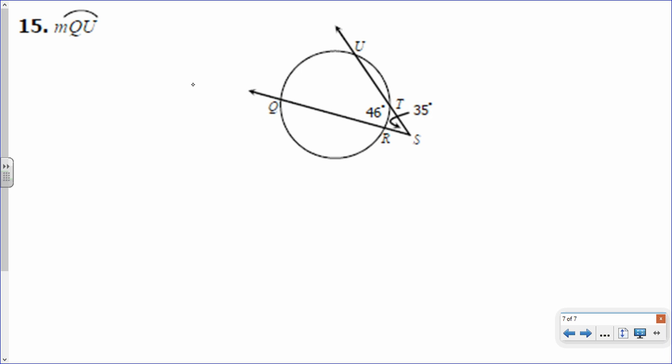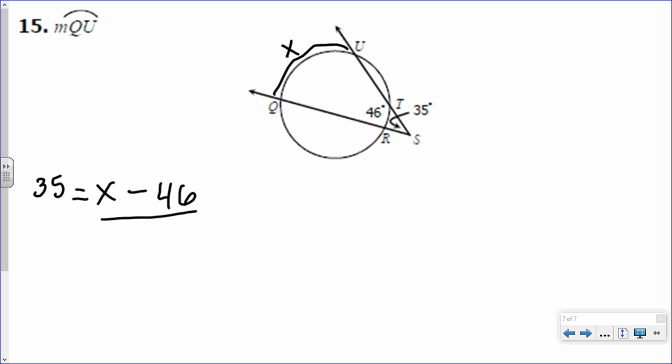And our last example, we want to find arc QU, the measure of arc QU, which is here. And hopefully you can see that that's the big arc. So we get 35, because that's the exterior angle, is equal to the big arc, which we don't know, minus the small arc here, which is intercepted, 46 degrees, divided by 2. And so now we just go ahead and solve this. So we're going to multiply both sides by 2.